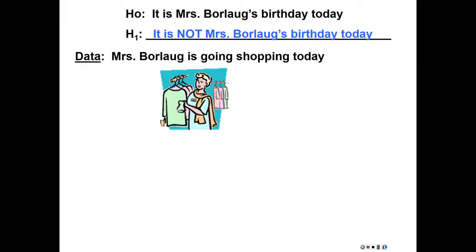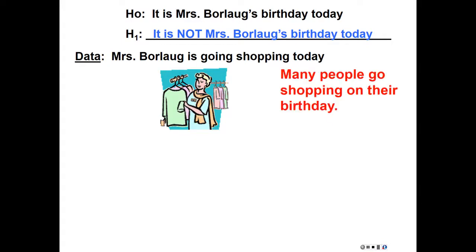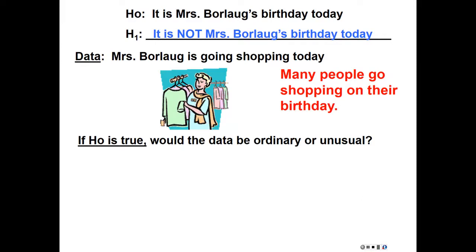Mrs. Borlaug is going shopping today. A lot of people go shopping on their birthday because they got money for the birthday, right? So does the evidence support that it's her birthday today? Yeah. She's going shopping, spend that birthday money. H0 could be true. That would be ordinary.